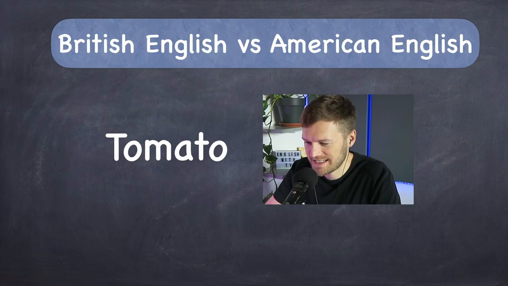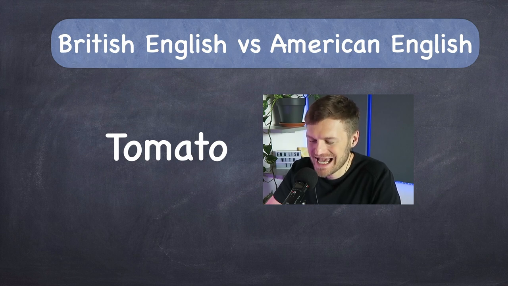The next word is spelled T-O-M-A-T-O. And in British English, it would be tomato with an R sound and quite a strong T at the end, tomato. And in American English, it would be tomato. So with an air sounding A and quite a soft T at the end, tomato. Almost like a D at the end, tomato. Here's an example of the British pronunciation for you.